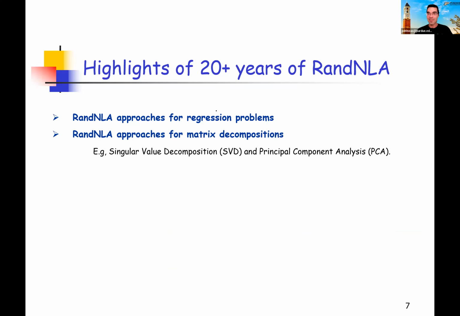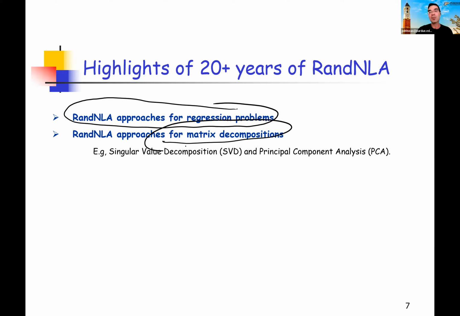So highlights. That's the main highlight, I would guess. But in terms of more highlights for the past 20 years, what did we do from a more mathematical perspective, if you will? I think that the two big wins for randomized numerical linear algebra were approaches for regression problems, and then for matrix decompositions, the SVD and principal components analysis in particular.